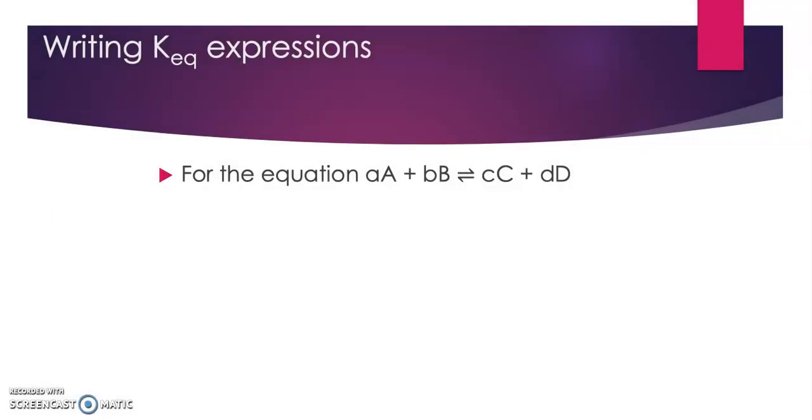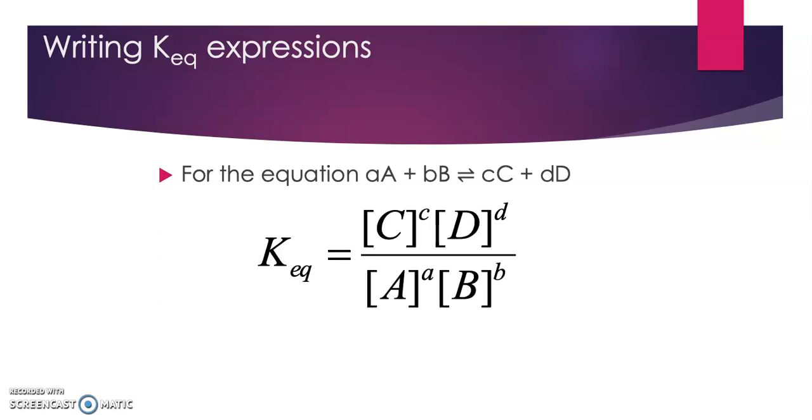All right. As a general expression, A and B react to make C and D. C and D are my products. They're going to go in the numerator. A and B are my reactants. They're going to go in the denominator. And then the coefficients, which here are lowercase letters a, b, c, and d, become exponents. So here's a very general expression, but once you know how to do it, they go pretty smoothly. So we're going to do a couple of examples together.